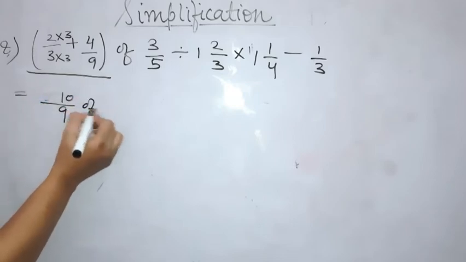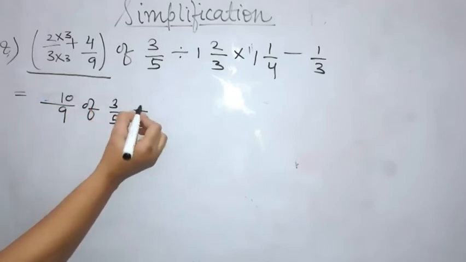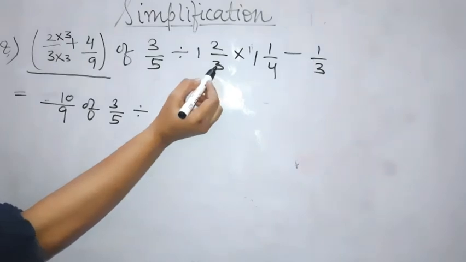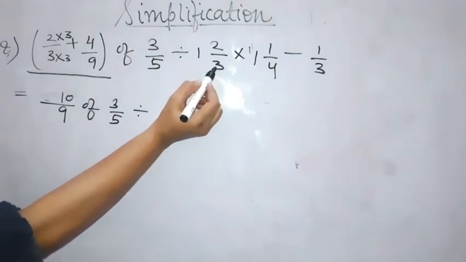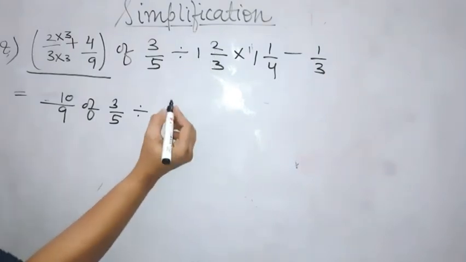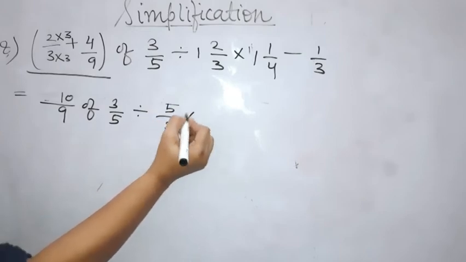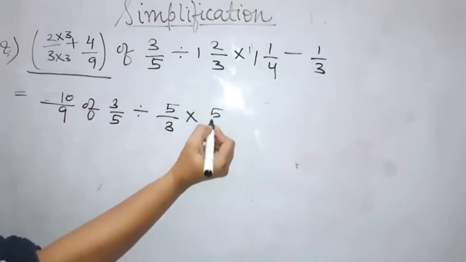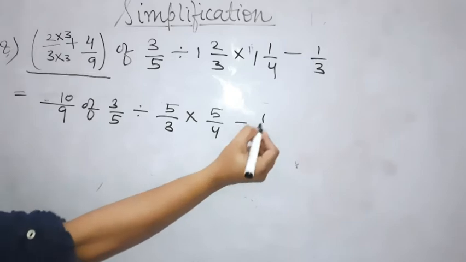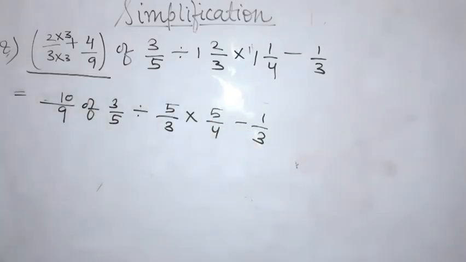10 by 9 of 3 upon 5 divided by, since it is in mixed fraction, let me convert it into improper fraction. 3 ones are 3, 3 plus 2 is 5 upon 3, 4 ones are 4, 4 plus 1 is 5 by 4 minus 1 by 3. Okay students, now we have solved the things that are given in the bracket. Now we have to solve this part.